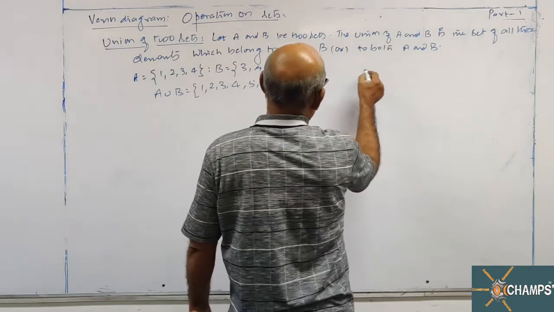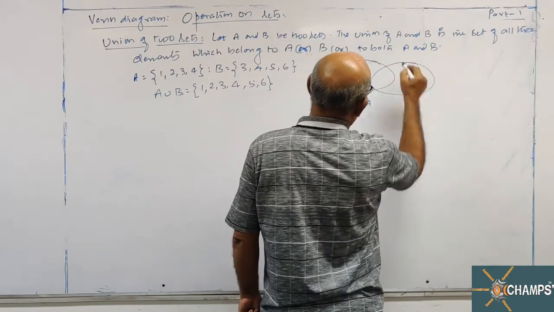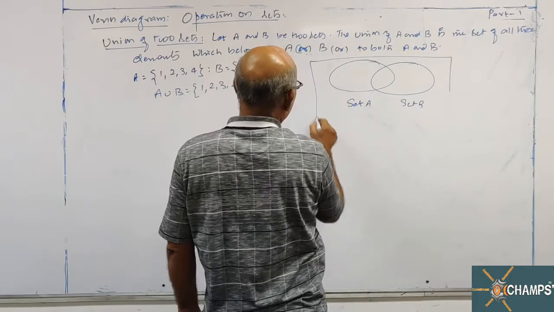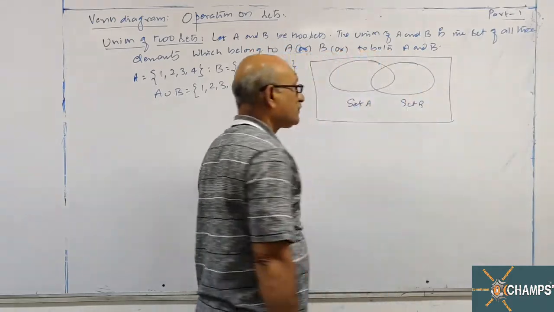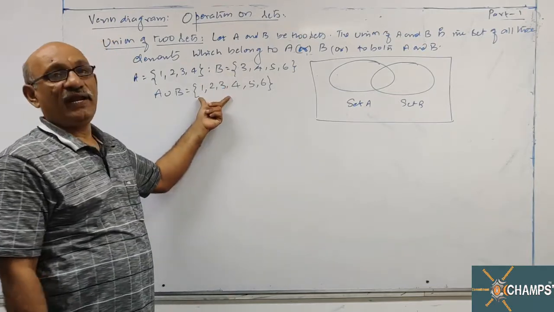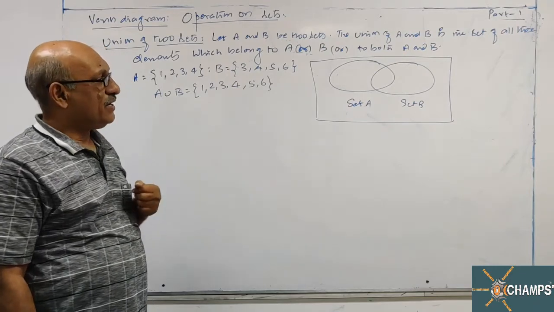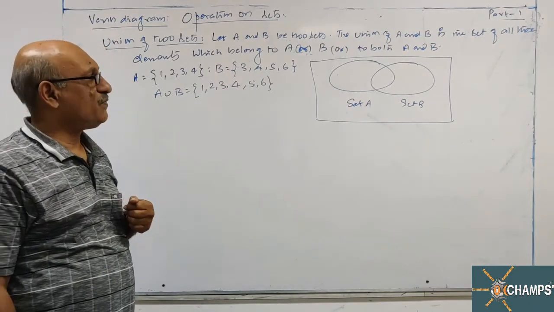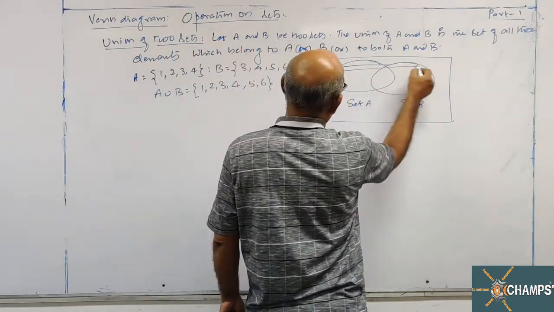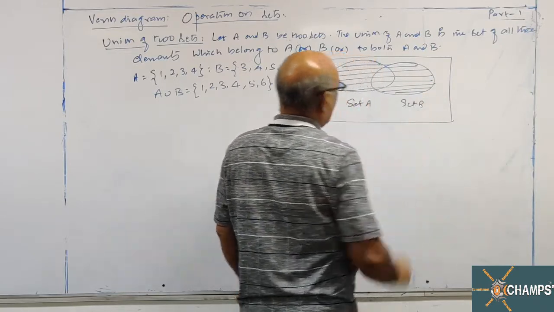One diagram is, this is set A, this is set B. Since there are some elements common, therefore there is an intersection. There are some elements which are common here in this example for A and B. Whenever you have common elements for two sets, an intersection of sets exists. This way you are representing A union B.